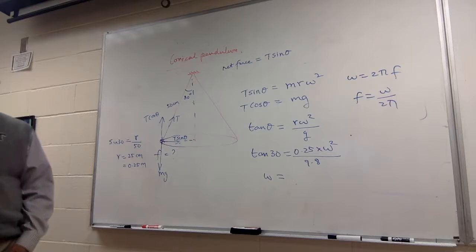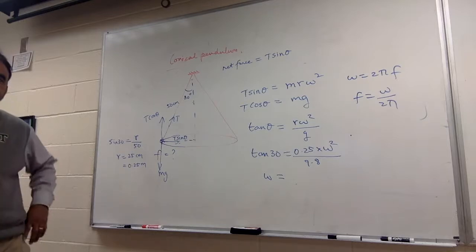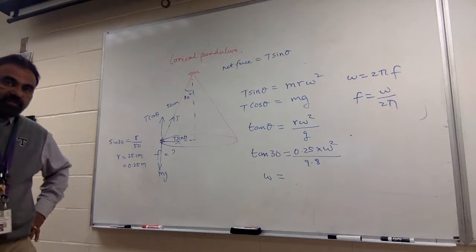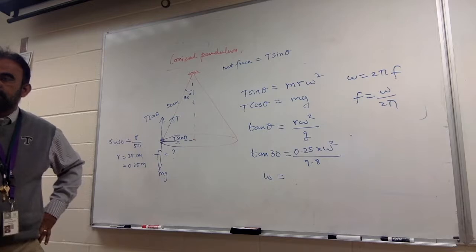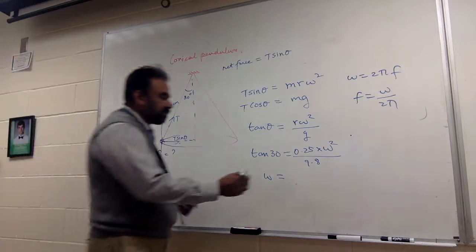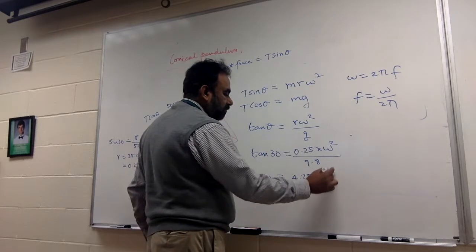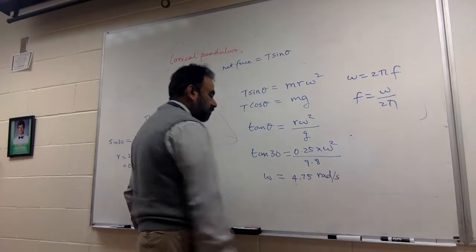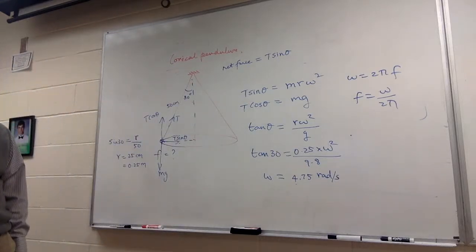Tan 30. Omega is 4.75? I think so. Yeah, omega is 4.75. What's the unit? Hertz. Radians per second. Omega's unit is radians per second.